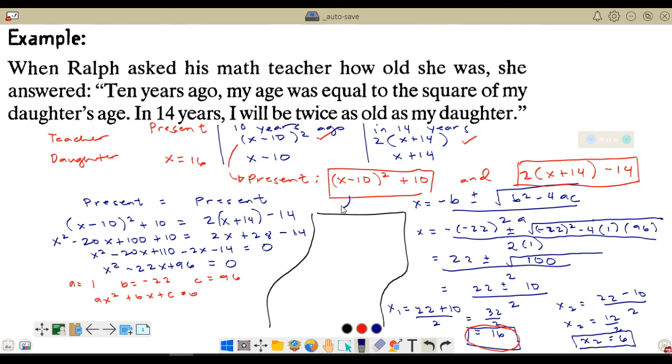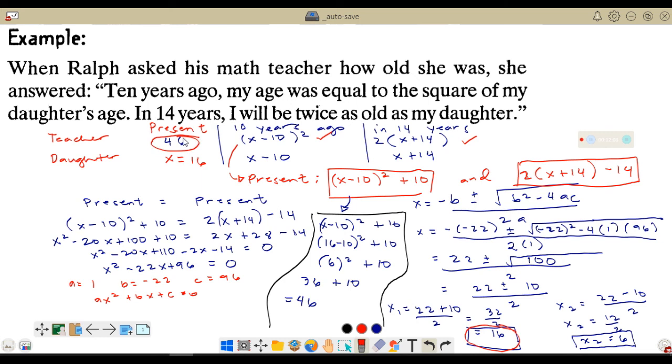Okay, supposing ito yung pinili ko. We have x minus 10 squared plus 10. The value of x is 16. So we have 16 minus 10 squared plus 10. Nag-reference tayo sa 10 years ago. We have 6 squared plus 10. We have 36 plus 10. Or the age of the mother right now is 46. So, the age of the mother right now is 46.